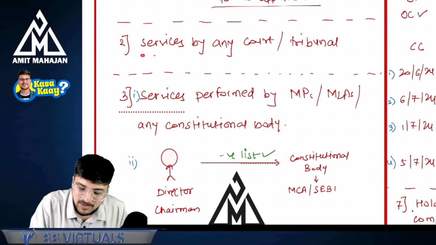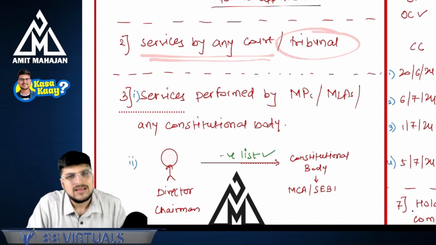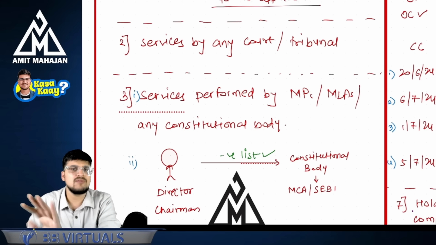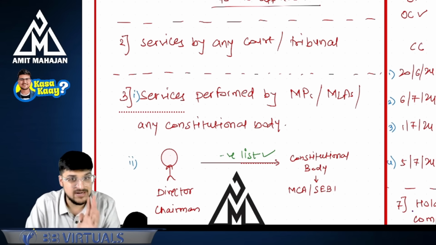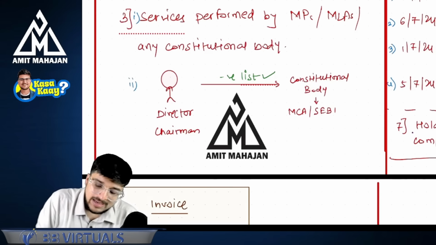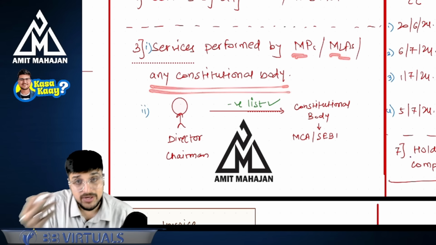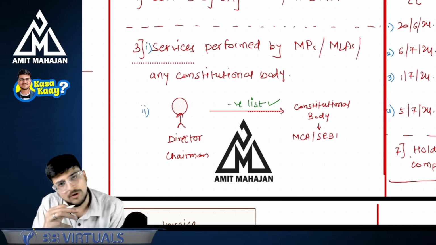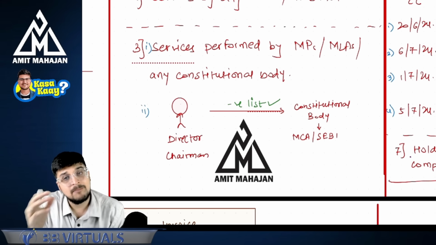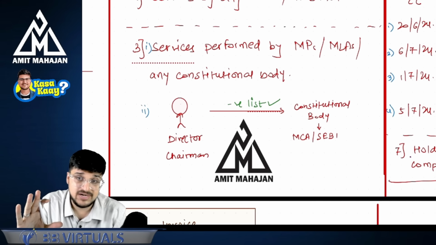Second point is services by any court or tribunal. Any service which is given by court or tribunal will not be considered as supply. Okay. Any services given by MPs, MLAs, MLCs, or any constitutional body will not be considered as supply.